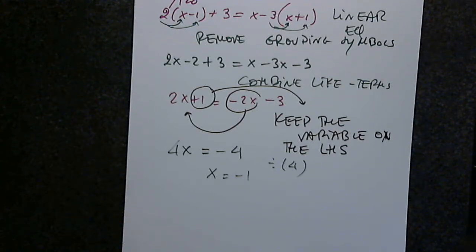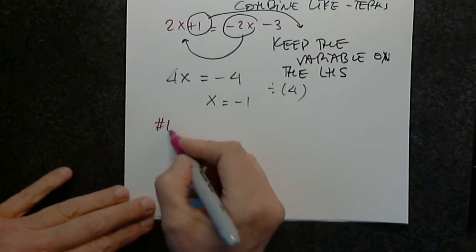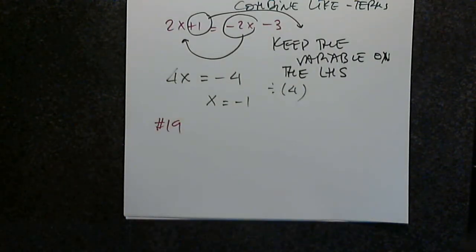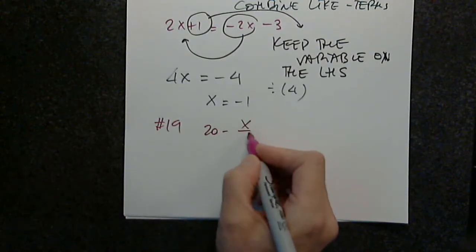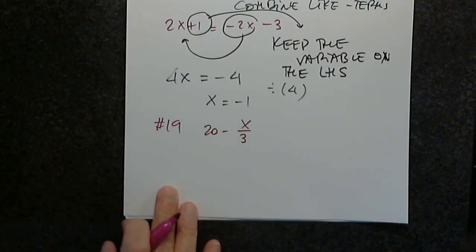Do we need other examples, or we're okay? One more? Okay. Would you like to choose, or you want me to choose? Okay, I am going to choose 19. In 19, we have 20 minus. We are in the same section, yes. So minus x divided by 3 equals x over 2.